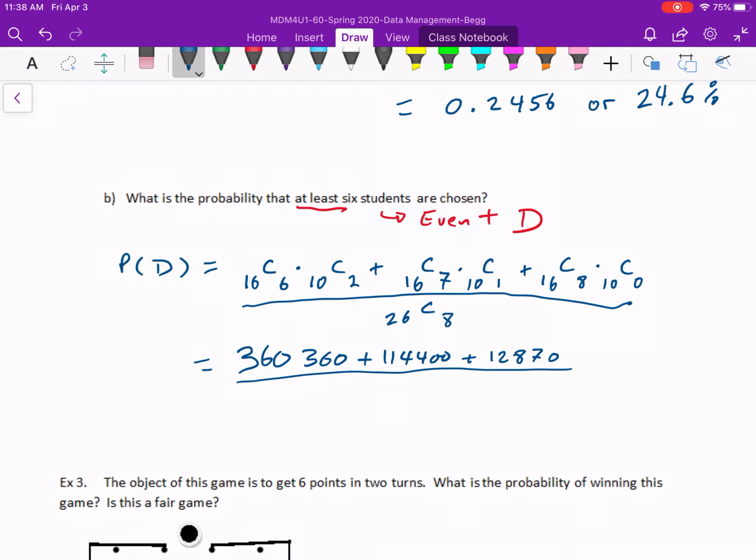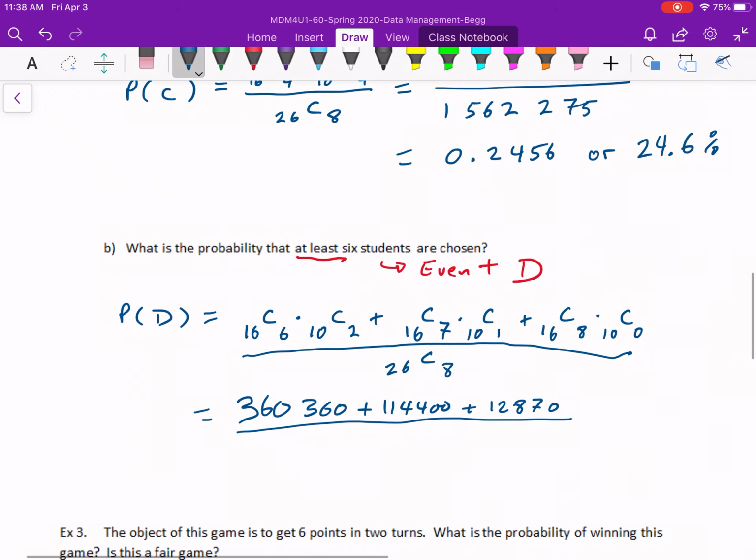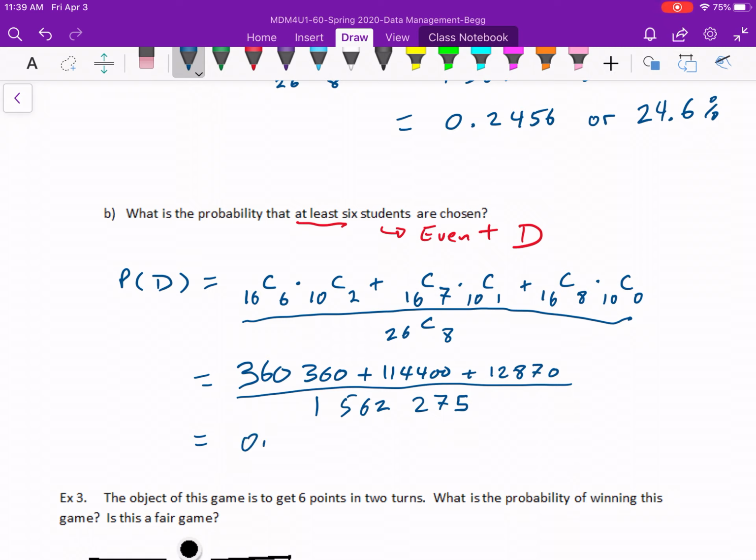And again, the denominator is going to stay the same. It's 1,562,275, which works out to 0.3121, or about 31%. It's about a 1/3 probability that you'll have at least 6 students chosen.